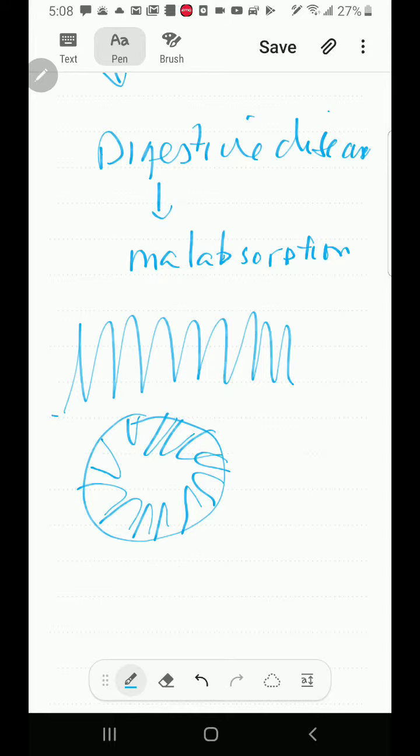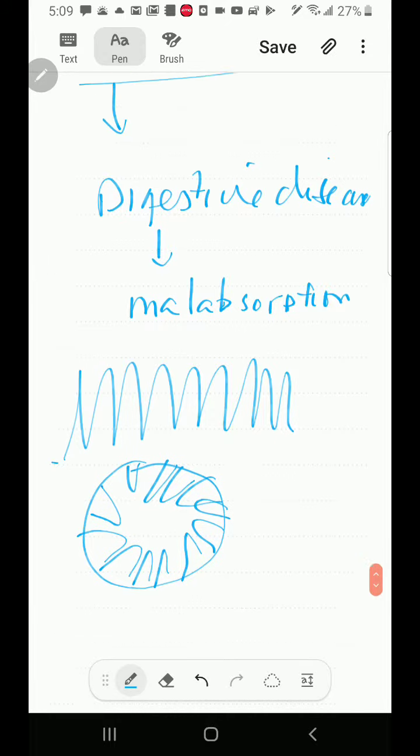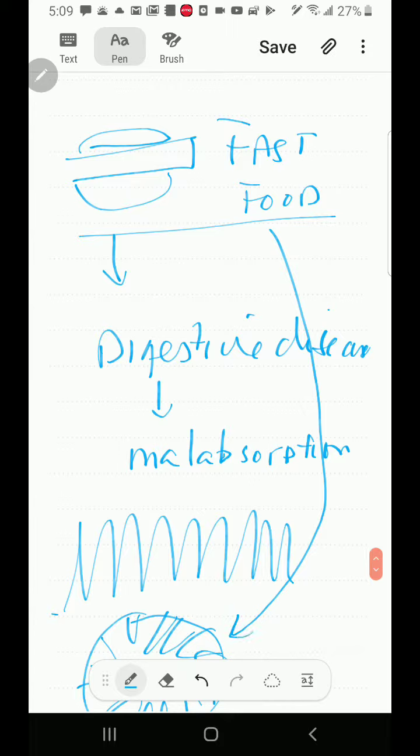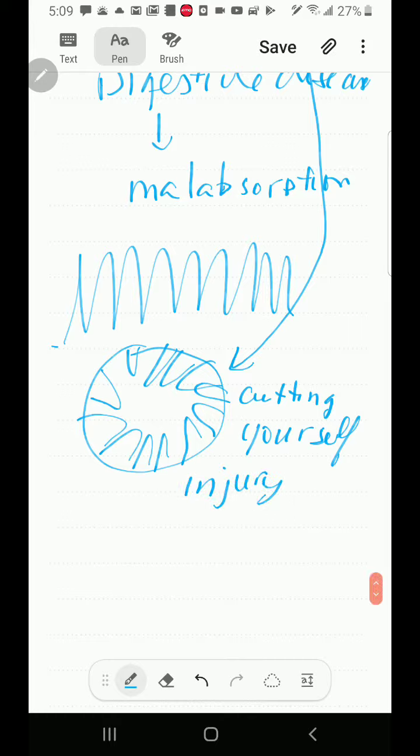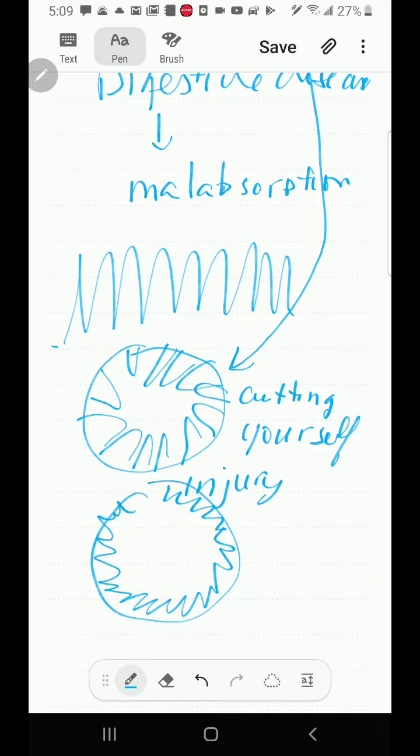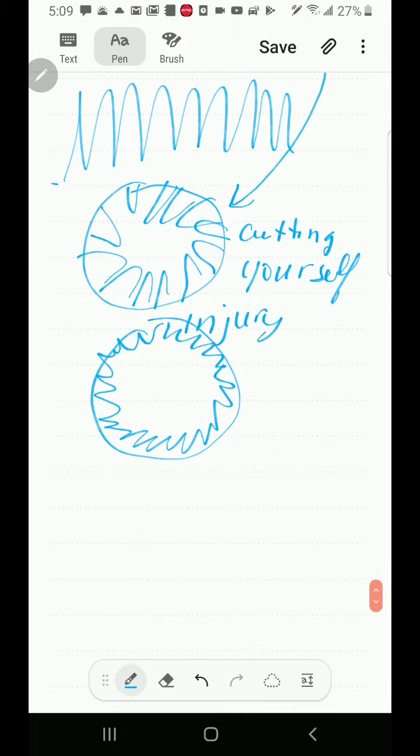If you start putting fast food into the mix, that causes inflammation. Okay, basically you're kind of cutting yourself. Inflammation causes you to injure yourself. That causes injury, so you're kind of causing this to happen. You're making those legs short stubs, because you've cut off and injured the legs and tentacles.